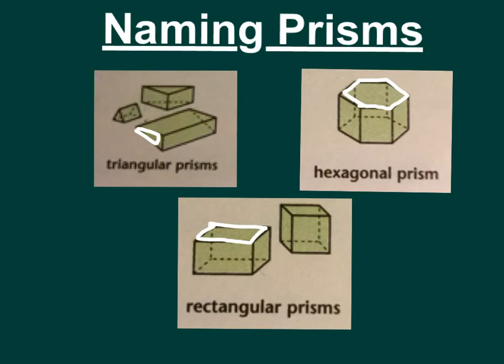When I look at the names more closely, I notice that triangular prism has the word triangle in it. A hexagonal prism has the word hexagon in it. And a rectangular prism has the start of the word rectangle in it. These names match the shape of the prism's base.